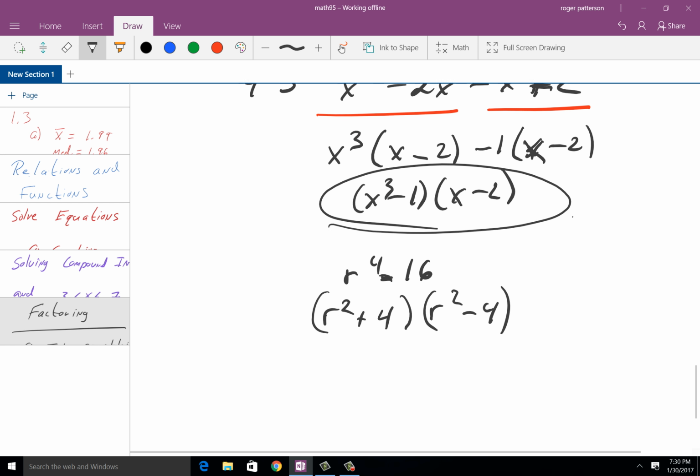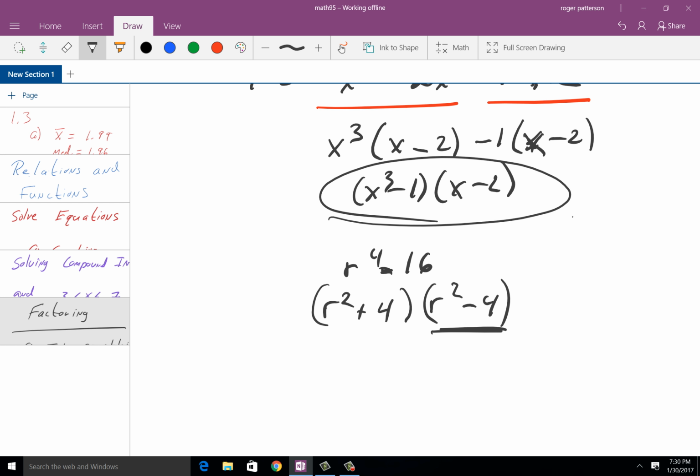But this is still a difference of 2 squares. Oh, that's true. So you want to make sure you're factoring that completely. That would be one where people tend to make mistakes, and don't factor it completely.